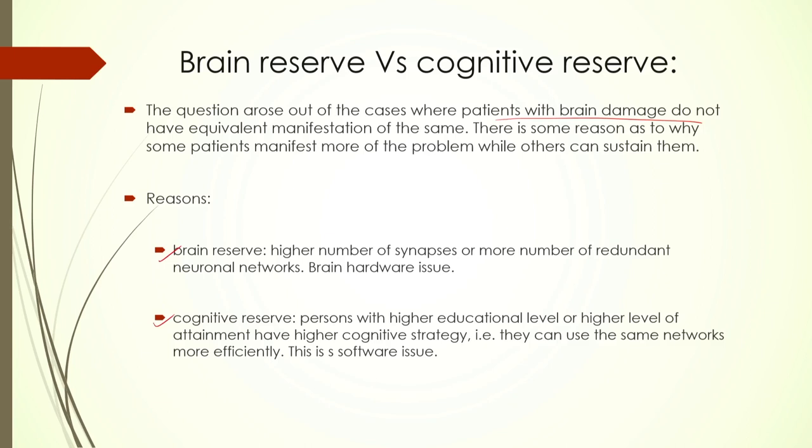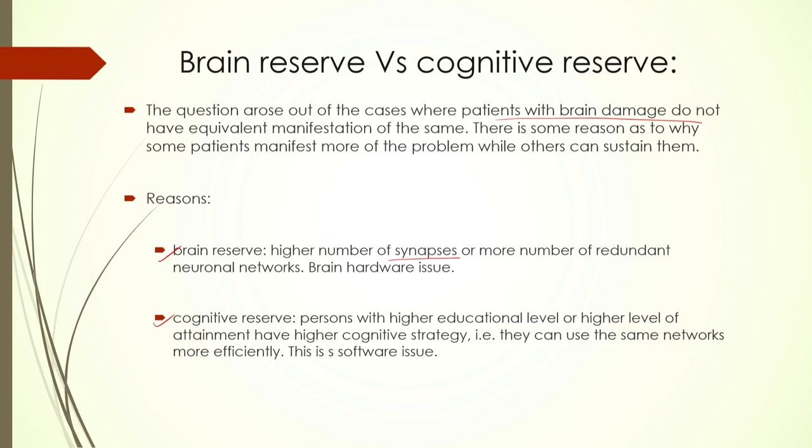We will not dwell too much on brain reserve; we will just see what it means. The brain reserve theorists propose that some individuals have a higher number of synapses, or let's say more redundant neuronal networks, which takes us to the structural properties of the brain.